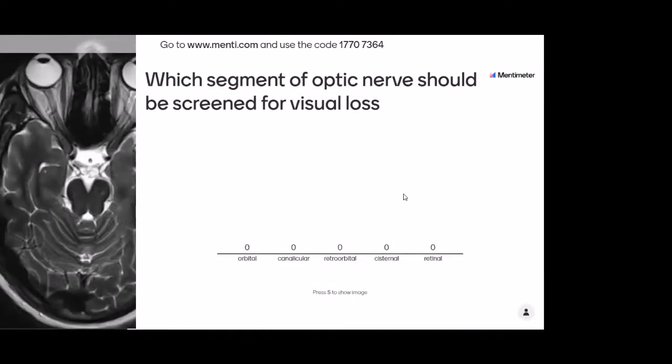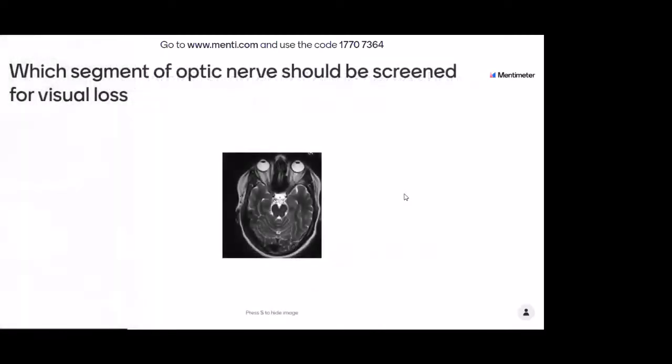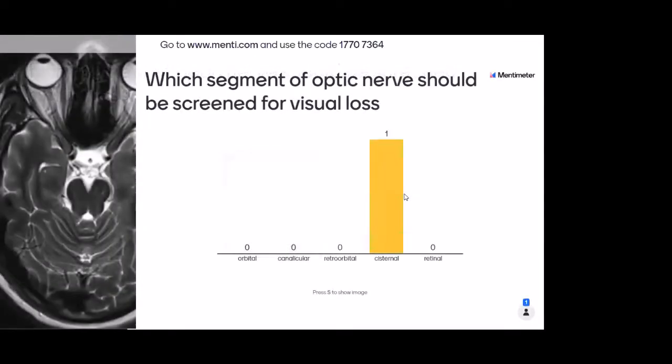So again, log in and see which segment of the optic nerve should be screened for vision loss. Is it orbital, canalicular, retroorbital, cisternal, or retinal? Which should always be screened for vision loss?